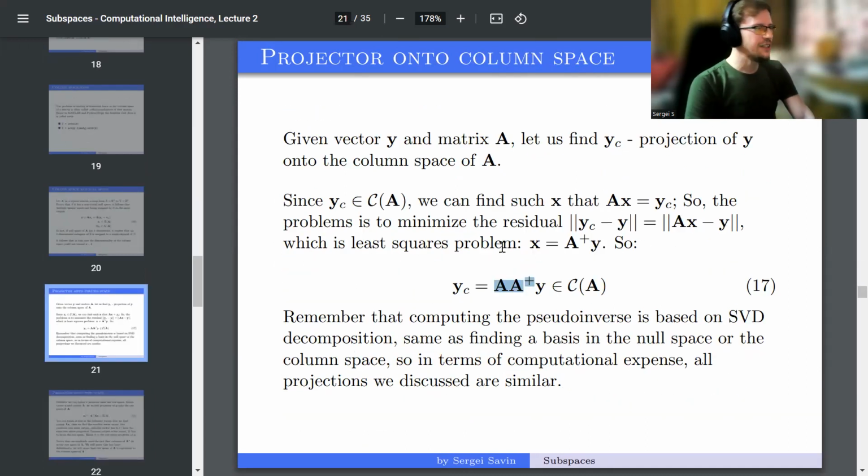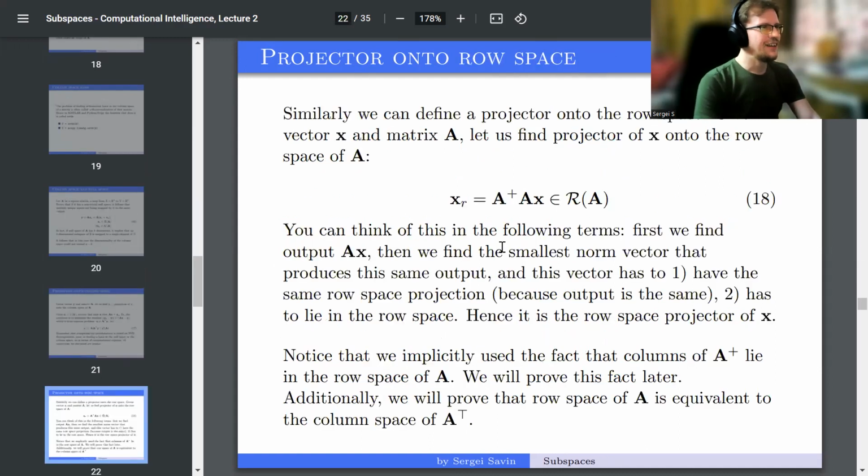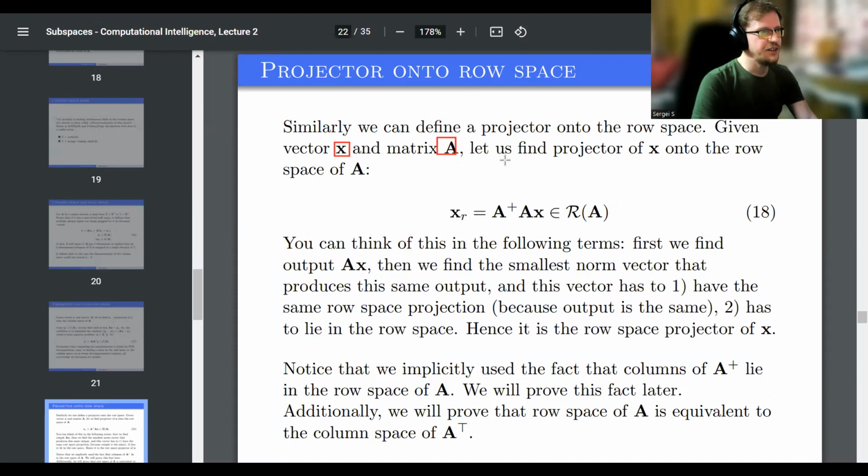All right. Now let's move to the other projector. Another projector is a little different. Now we'll consider the projector onto the row space. Given a vector x and a matrix A, let us find the projector of x onto the row space of A. The projection of x into the row space of A. And that projection will be xR, which is equal to A transpose A pseudo inverse times x.